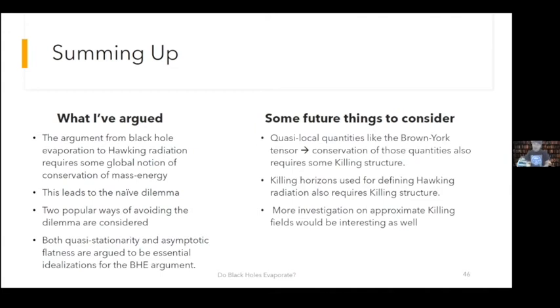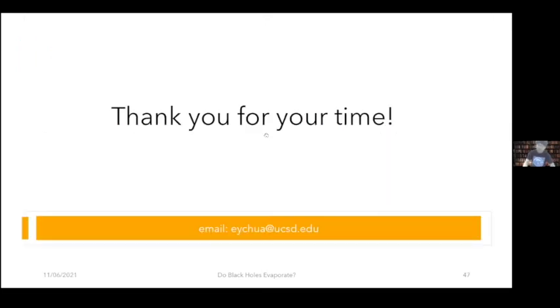So, some future things to consider: you could define a quasi-local term like a Brown-York tensor, but it seems like for those terms to be conserved on the 2-surface, it also requires some Killing structure on that 2-surface. It's not clear that always exists. And Killing horizons are also used to define Hawking radiation. That requires Killing structure as well, which may not always exist. And finally, it'll be more fun to investigate approximate Killing fields as well, I think. But with that, let me wrap up and thank you all for your time here. And sorry I went a bit over time.